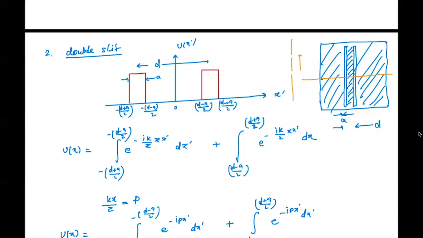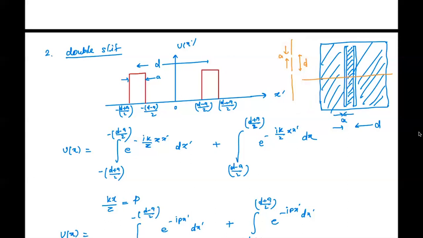Where the separation between the slits is d and the size of each slit is a. So that's how we do it as a one-dimensional problem. Any physical realization will look like this, but this can be approximated as this to make it a one-dimensional problem. And once we have it like this, I can represent it in this way. So that's my x prime, that is the amplitude.